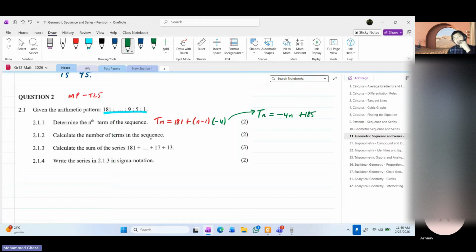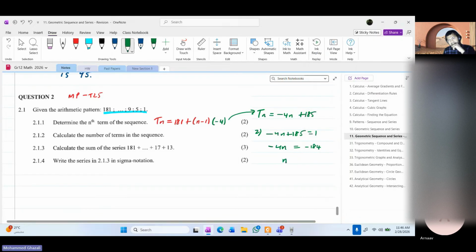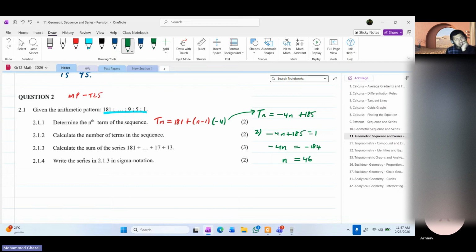Calculate the number of terms in the sequence. You're going to equate this formula to the last term. You're going to equate negative 4n plus 185 is equal to 1, because the last term is 1. So negative 4n is equal to negative 184, 1 minus 185. 184 divided by 4, you're getting 46. n is equal to 46. So there are 46 terms.